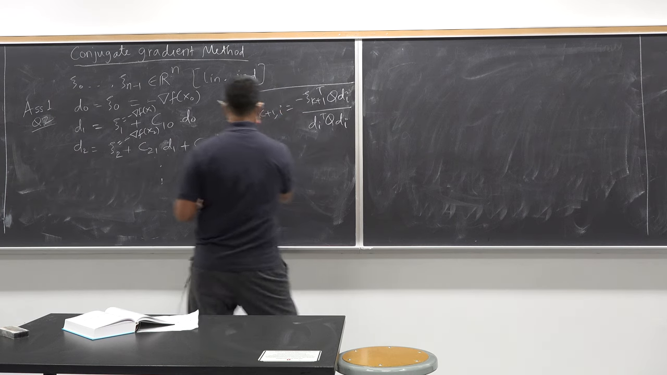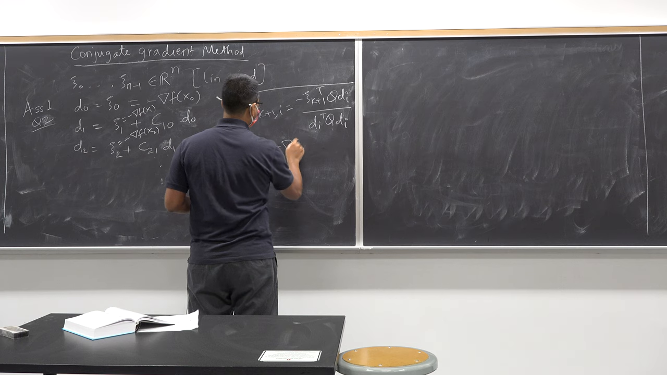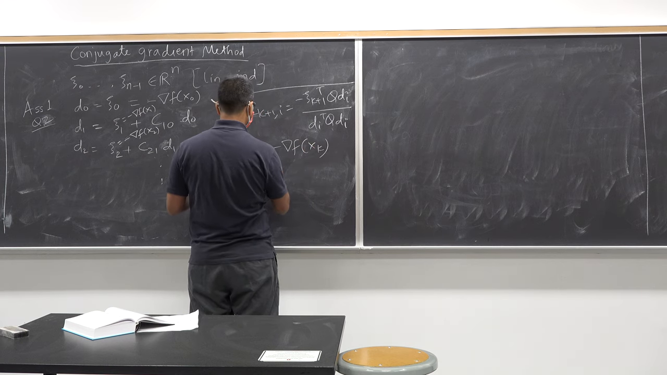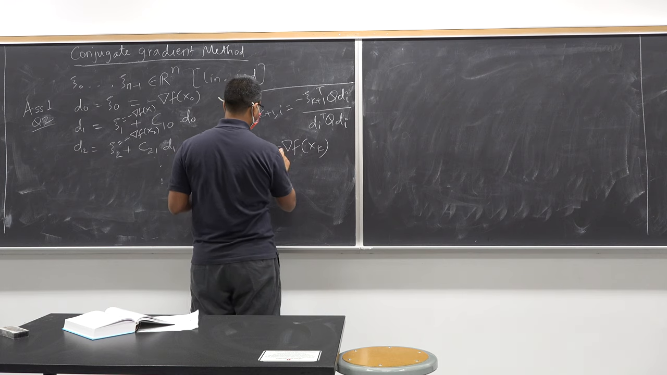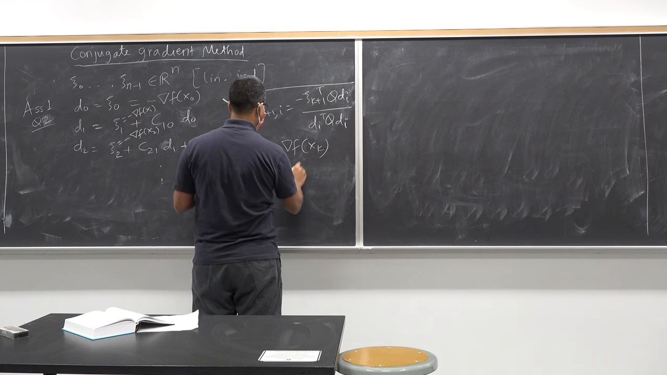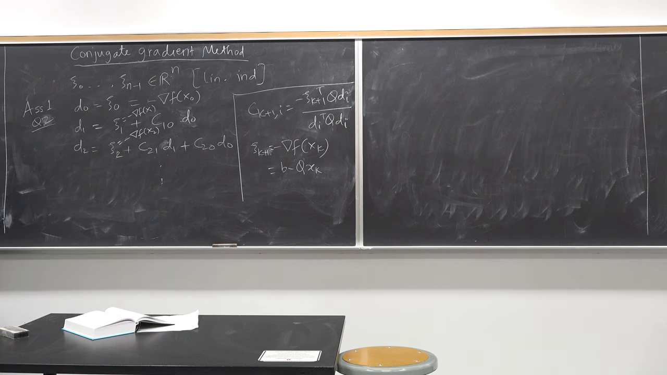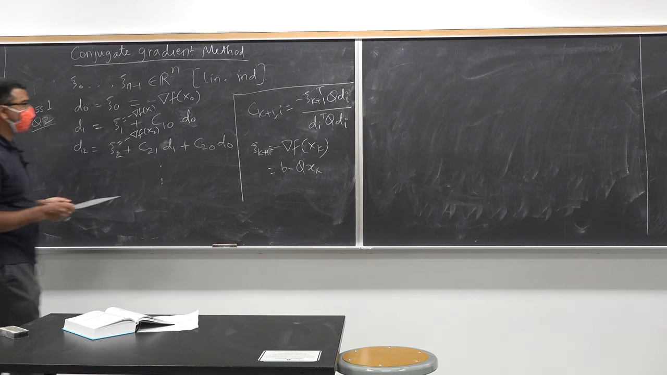So I'm going to pick CK plus 1 to be minus gradient FX K plus 1, which is B minus QX K plus 1. And D naught, of course, is minus gradient of FX naught.